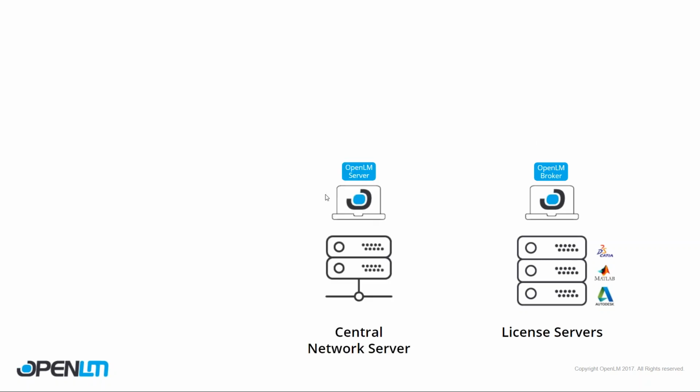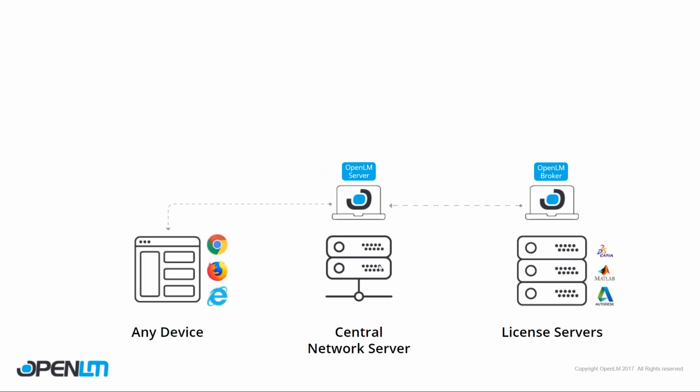and install the OpenLM server on a central network server, meaning that you'll have many OpenLM brokers, one on each license server, and all of them will transmit information to the central OpenLM server. Now, if you want to view the reports, you can do so with simply any device using any browser that's connected to the OpenLM server itself. You can see all the reports, all the different measures and aggregations that you need.